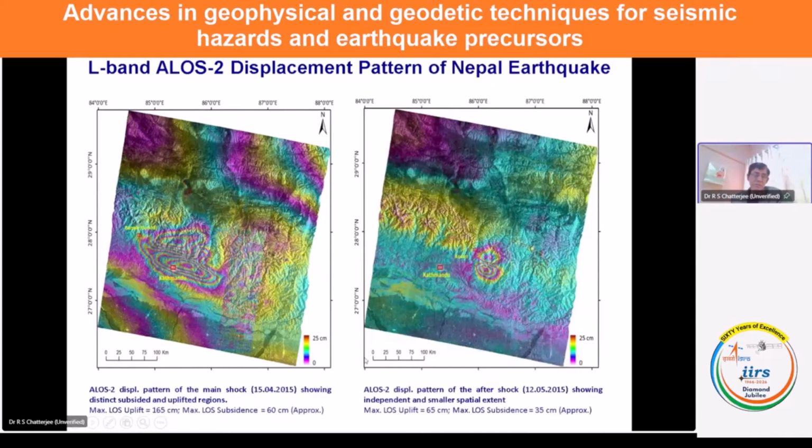Now you see this is for the main shock, and this is for the aftershock, 7.3 and 7.8. So the affected area is much more, and the number of fringes are also much more. Here the total displacement is 65 centimeter uplift in the southern part, and here the subsidence is 35 centimeter.